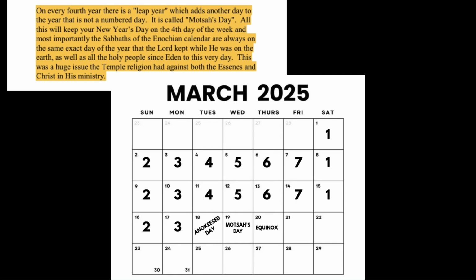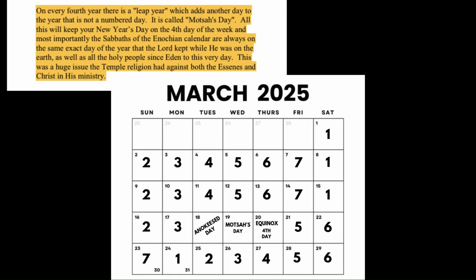So now, when is the 4th day? On the equinox. Look at that. Read. On every 4th year, there is a leap year, which adds another day. Now skip down. Okay. All this will keep your New Year's Day on the 4th day of the week. And most importantly, the Sabbaths of the Enochian calendar are always on the same exact day of the year that the Lord kept while he was here on earth, as well as all the holy people since Eden to this very day. This was a huge issue the temple religion had against both the Essenes and Christ in his ministry.